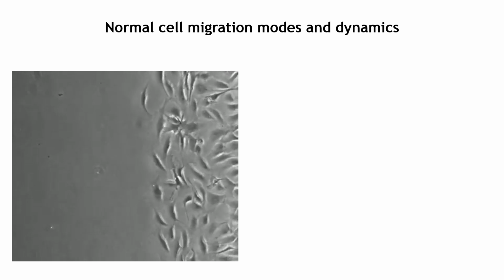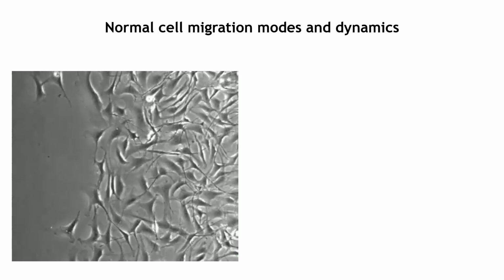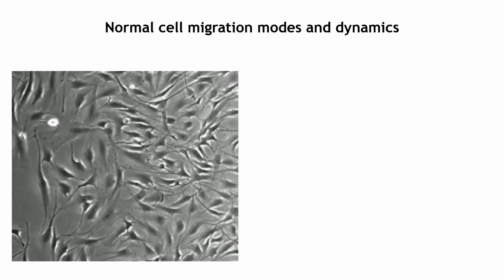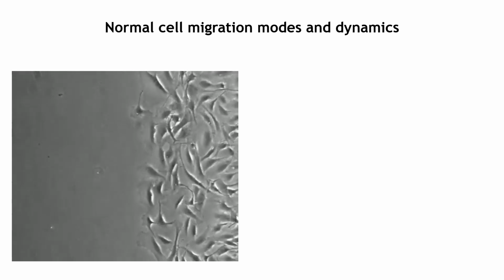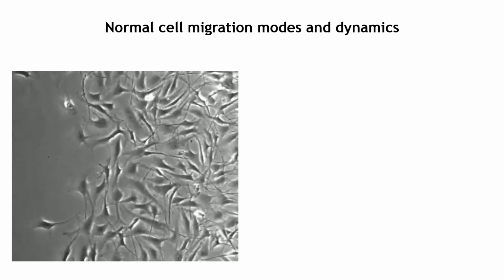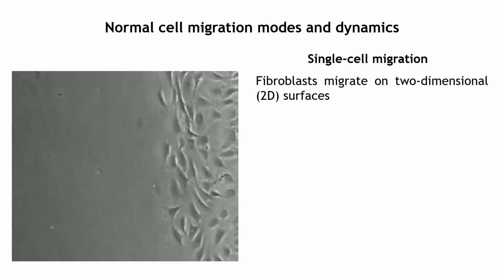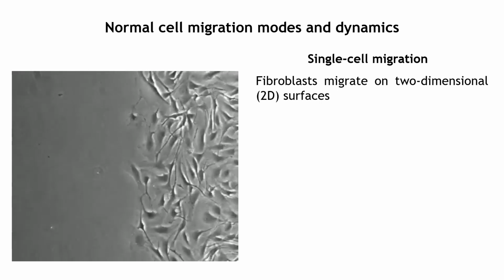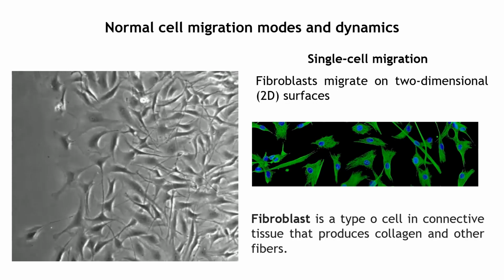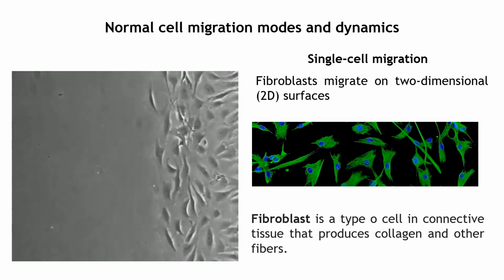Okay, so now to finish the class, I just want to show you the different types of ways that the cells can move. These are fibroblasts that are moving. So not only cancer cells are moving, all those cells can have single migration. Here they are migrating on a 2D surface. In a culture you can make them grow and move. And just to remind you, a fibroblast is a type of cell of the connective tissue.